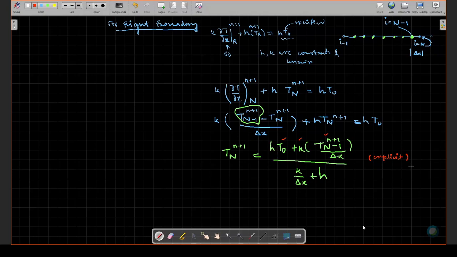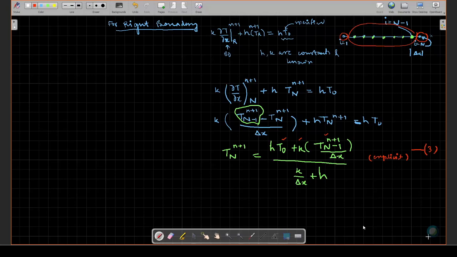Now we got one equation for this. Let this equation be equation number 3. So now we got all the discretized equations: equation number 1 for these points, equation number 2 for this point, and equation number 3 for this point. So we got all discretized equations for all the points, and now our job is to solve these equations.